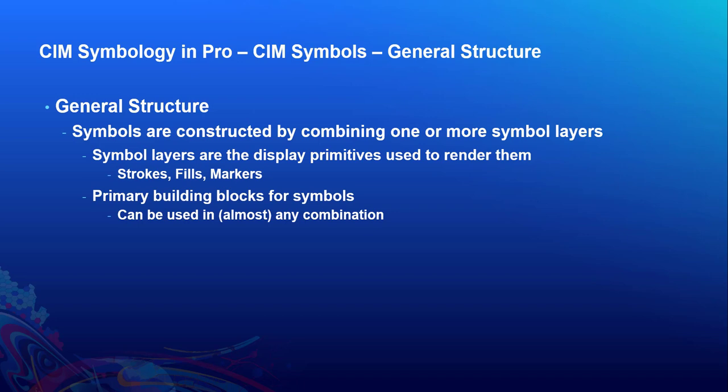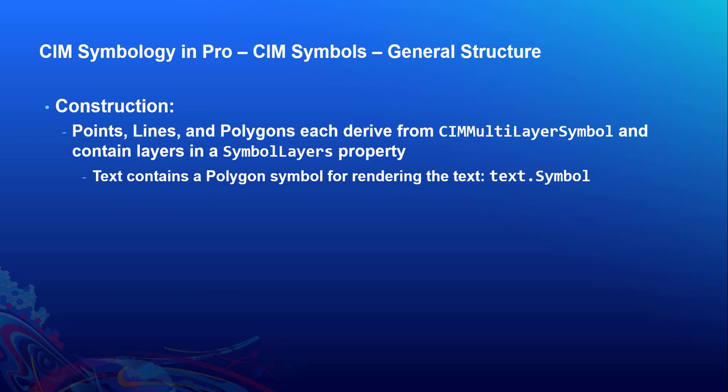Okay, so really our first topic, the general structure. Symbols in the CIM are constructed by combining one or more symbol layers. And you can think of the symbol layers as being the display primitives that are used to render the symbols. They consist mainly of strokes, fills, and markers, but there are others. And they're the primary building blocks. The interesting thing about symbol layers is that they can be used in almost any combination. So there's really no limits to the mix of different symbol layers that you can use in a symbol.